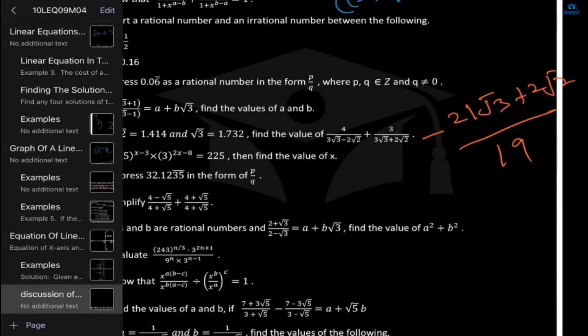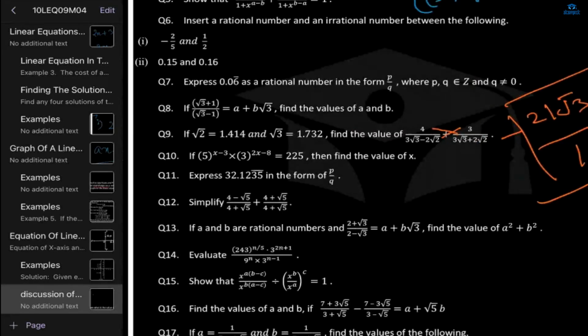Okay, after solving this. See, if you take the LCM, it will be in a square minus b square form, and this will be multiplied to this, and this will be multiplied to this. When you expand and get the expression, in this expression you are going to put the value of root 3 and root 2. Okay. Now, question number 10. If x to the power 5 to the power x by 3 into 3 to the power 2x minus 8 is equal to 225.